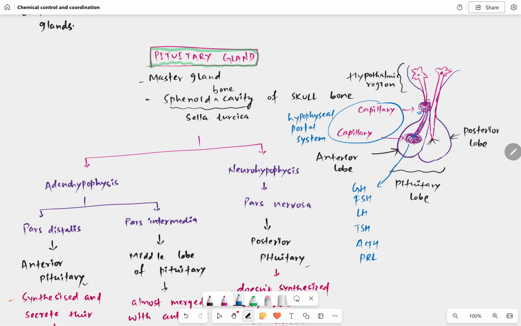That's why we say that the anterior lobe of the pituitary synthesizes and secretes its own hormones, but the posterior lobe of the pituitary basically stores the hypothalamic hormones directly secreted by the hypothalamus. So this is the overall anatomy of the pituitary gland.